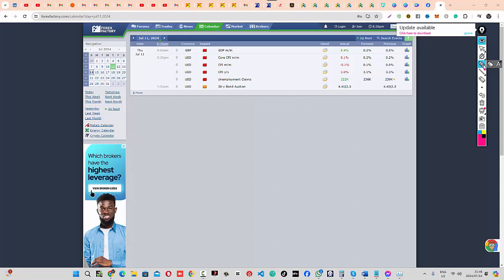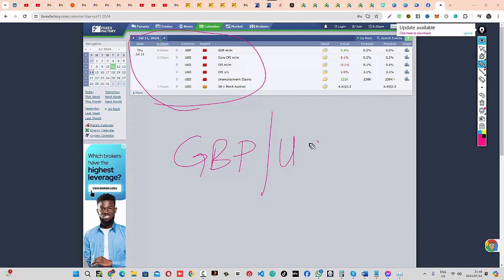I think on Thursday, there were trades, there was news that came out, and in the process, my GBP USD asset edged. It was edged.